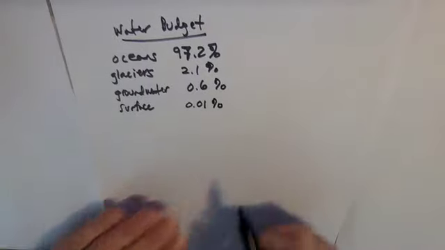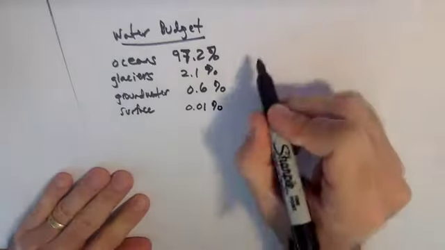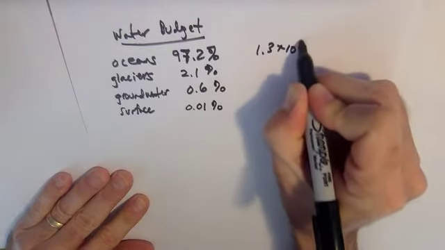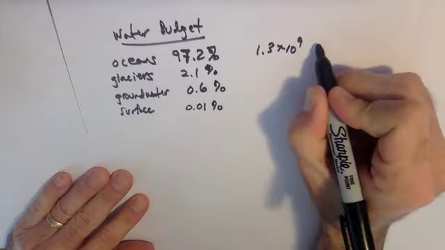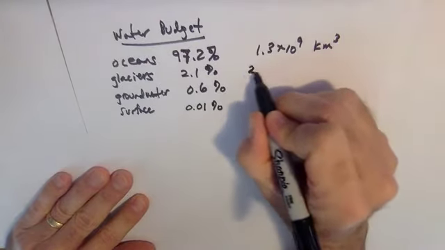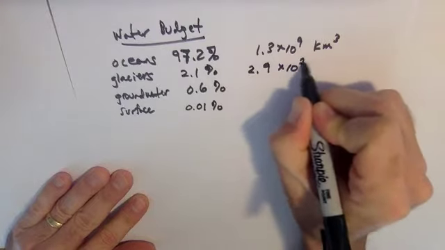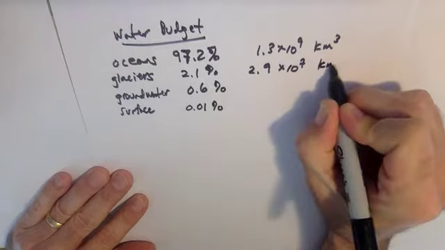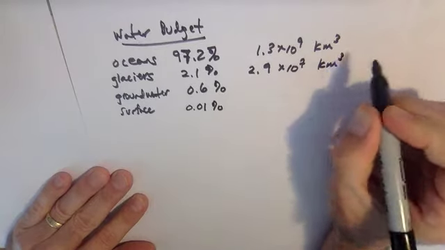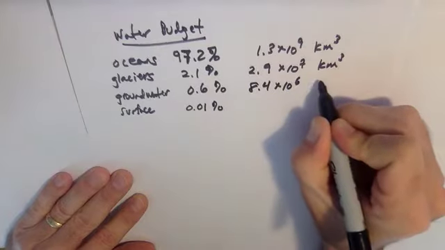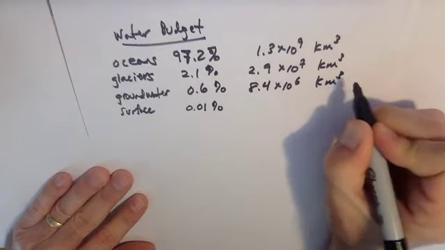When we think about the volume of water, we have 1.3 times 10 to the ninth, so 1.3 billion cubic kilometers in the oceans, 2.9 times 10 to the seventh, so what is that, 29 million cubic kilometers in the glaciers, and groundwater, 8.4 times 10 to the sixth, 8.4 million cubic kilometers of water.